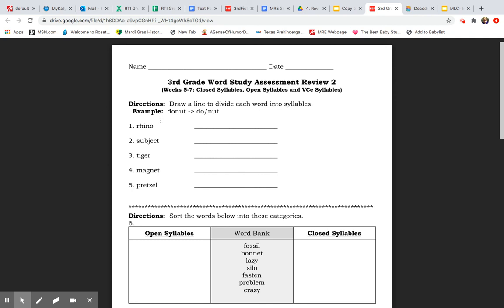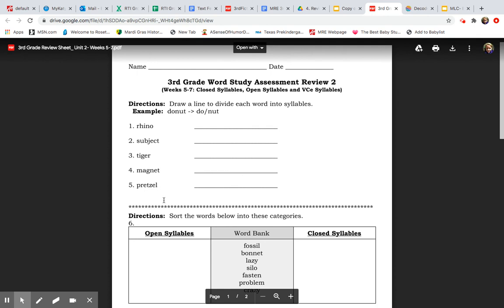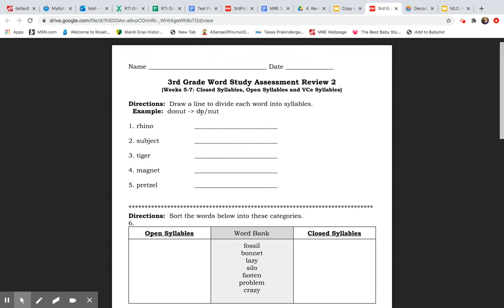Okay, so for this first section, and guys, I'm just going to say your review is very similar to your quiz, okay? So in this first section, 1 through 5, you're taking these words and you're separating them into syllables. So like donut, they did dough and then a slash and then nut, okay? That slash tells me where you want the syllable. So for you to try, I have rhino, subject, tiger, magnet, and pretzel.